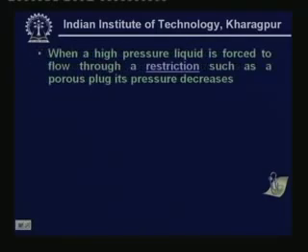Now, when a high pressure liquid is forced to flow through a restriction such as a porous plug, its pressure decreases. So, as I have already mentioned, there are two ways by which you can reduce the pressure of a high pressure liquid. One is by using a turbine and extracting useful output, and the second method is using a restriction. For example, a restriction could be a valve. Let's say that you almost close the valve and force the liquid to flow through the valve. Then also its pressure drops, but you don't get any work output out of this. So one is using a turbine, the other one using a restriction.